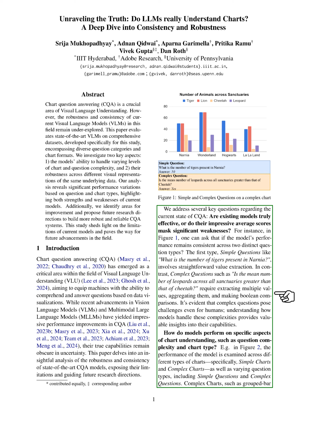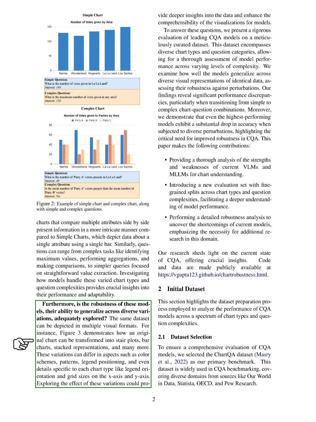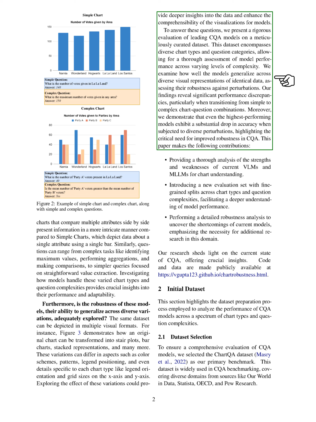We also examine how models fare on specific aspects of chart understanding, such as question complexity and chart type. Models are tested on different types of charts and question types to gauge their performance and adaptability. We explore if the model's robustness, their ability to generalize across various variations, is adequately explored. The same dataset can be represented in multiple visual formats, each with unique characteristics. Exploring these variations can enhance the model's understanding of the data.